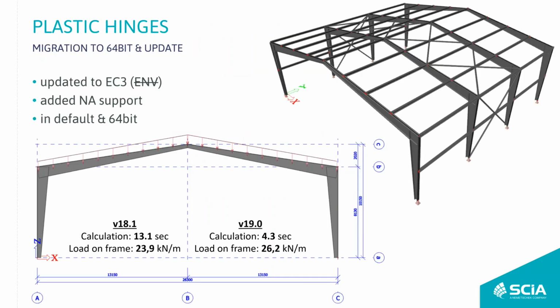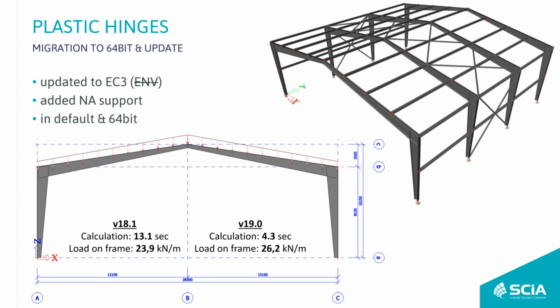In the case of analysis, I mentioned the plastic hinges calculation. You have been used to in the previous versions that the plastic hinges analysis was related to the former national standard and also the pre-Eurocode standard. We updated this calculation to the latest version of Eurocode 3.